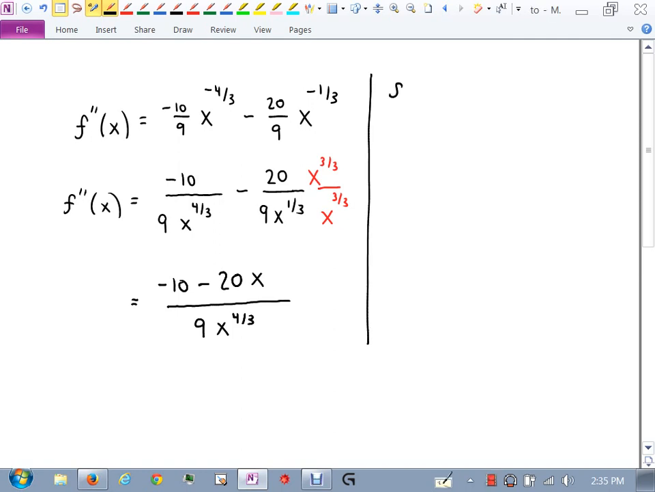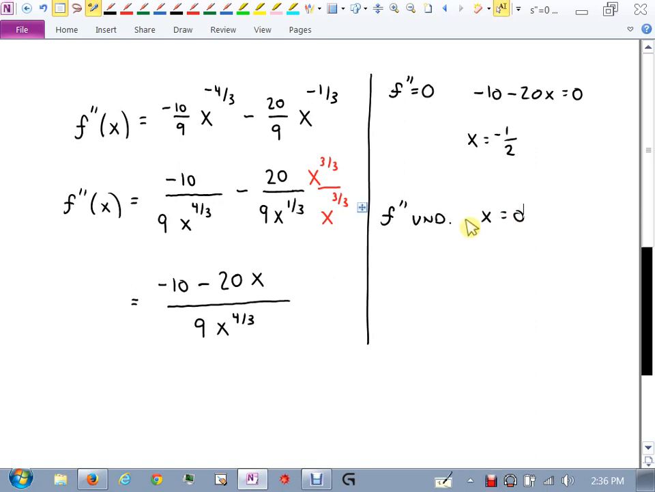When is my second derivative equal to 0? Does everyone realize what I did here? Negative 10, take away 20x, that's just x on top. Then the bottom, same denominators, put them together. Negative 1/2 is what we get from this. So we have something interesting happening at negative 1/2. Where's the second derivative undefined? 0 again, right? We have some problems with division by 0.